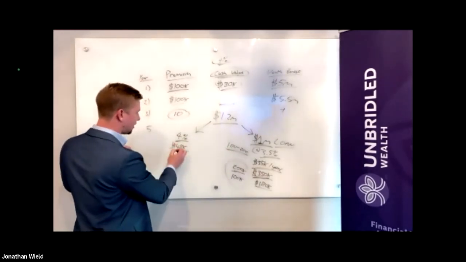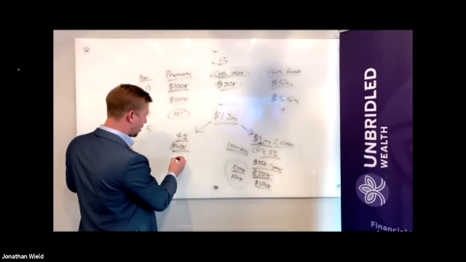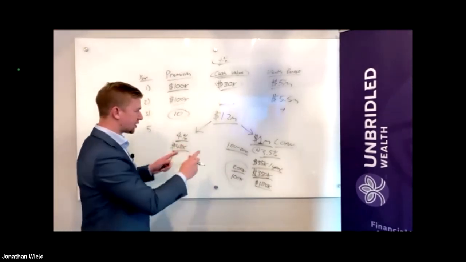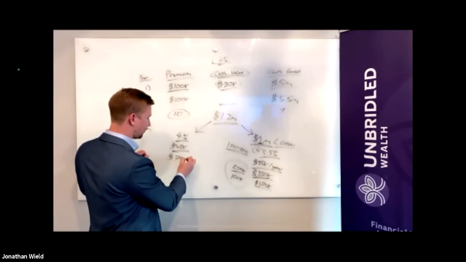So over this same 10-year period, it's actually going to grow by probably, again, depends on age and health, but in this example, it's going to be around $480,000. So it's probably going to be around $750,000.